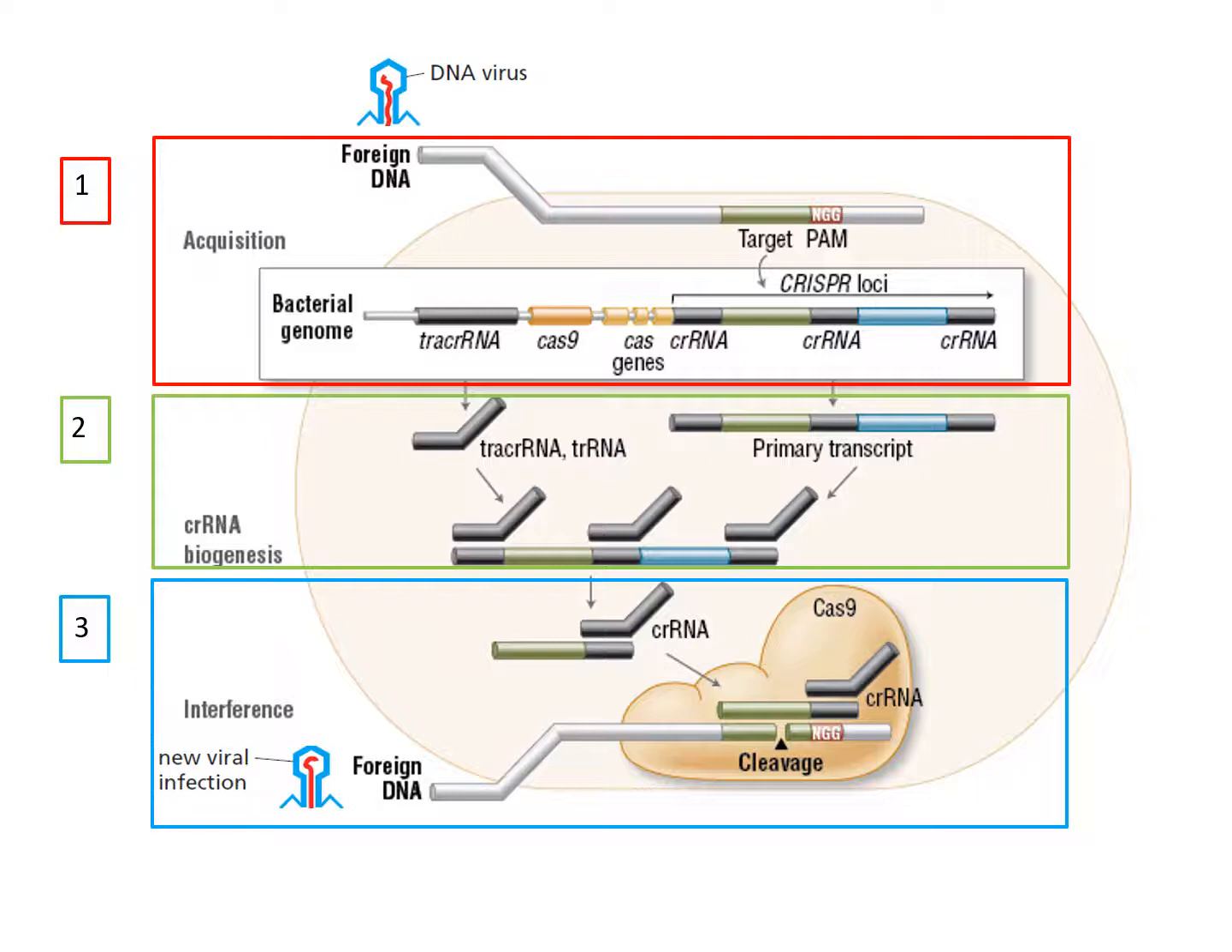And as you can imagine, if you cleave this foreign DNA here, you are well on your way to destroying the whole molecule. So that's how CRISPR works. That is a series of acquisition, crRNA transcription, biogenesis, processing, and then ultimately interference. And that's when the whole CRISPR system comes together in order to destroy, or prevent, let's say, bacteriophage infection upon re-encounter with the same bacteriophage.